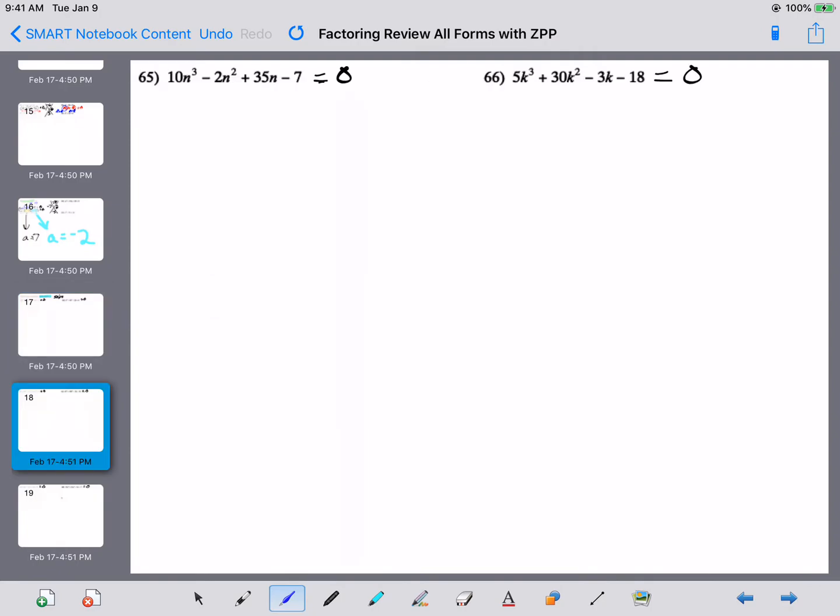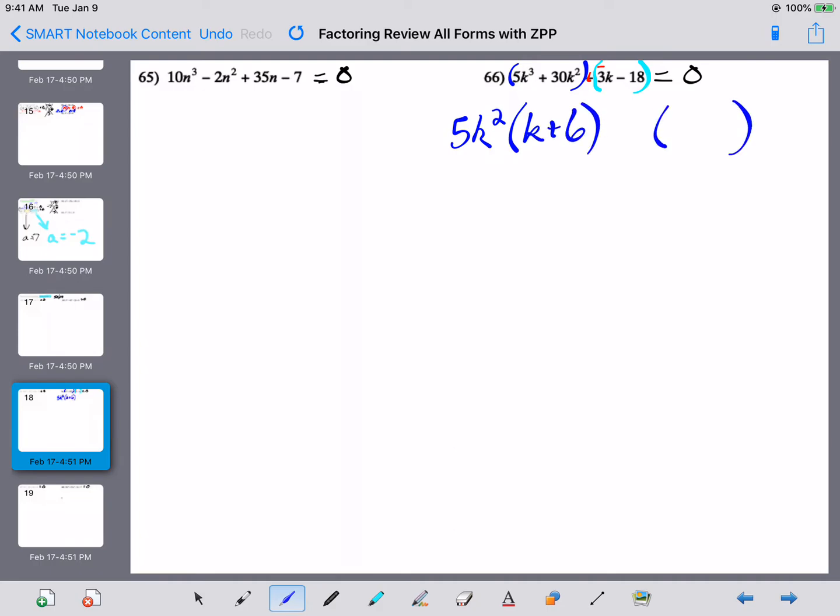I'm going to go to number 66. So there is no GCF here. I'm going to group the first two terms and the last two terms, but make sure you add the opposite for that third term. See how that 3k is actually negative? Put the negative inside the parentheses. Otherwise it messes with the rest of your grouping. I can factor out a 5k squared from this, and I'm left with k plus 6.